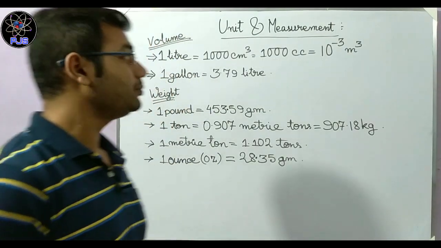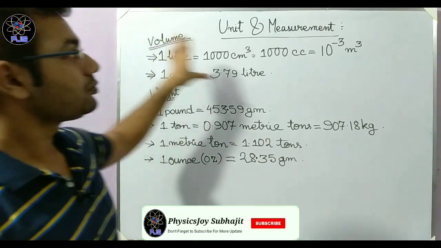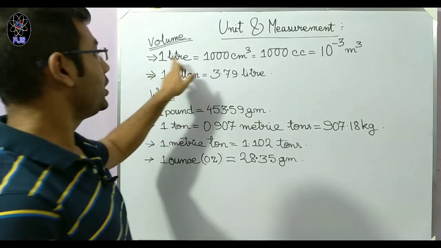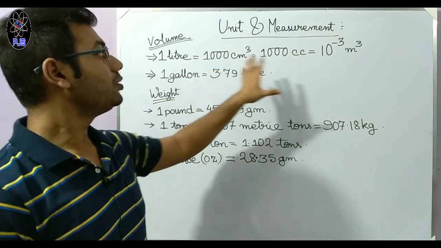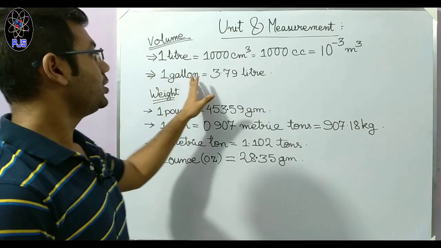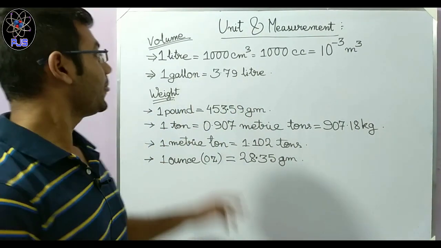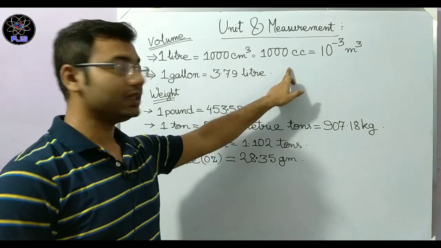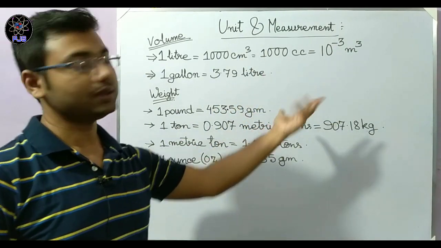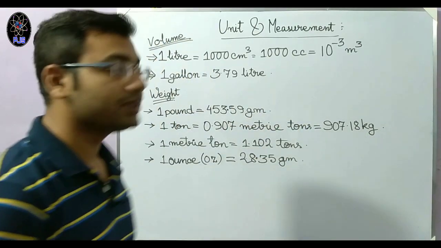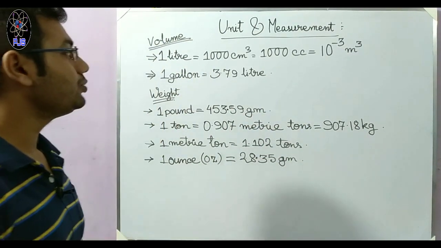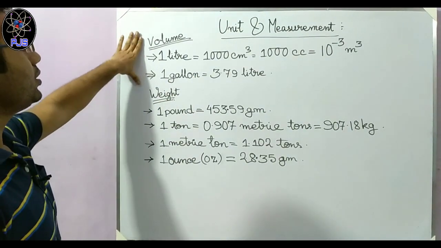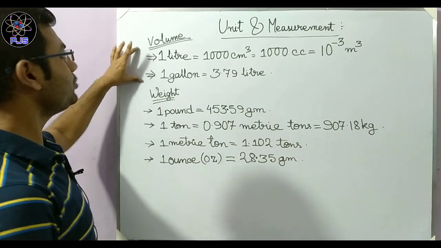You can note down that some useful units are like 1 liter. We should know the conversion of liter to cc, meter cube. 1 gallon equals how much liter? 1 liter equals 1000 cm cube, equals 1000 cc, equals 10 to the power minus 3 meter cube. 1 gallon equals 3.79 liter. These two are used for volume and are very useful.